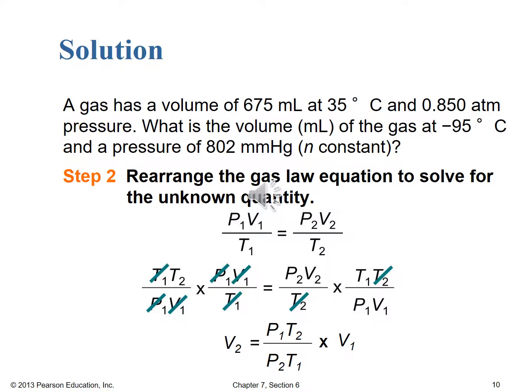Okay, so here we are into step 2. We can rearrange the gas law equation to solve for the unknown quantity. So in this case, we're actually looking for V2, and after we've done our rearrangements, we should see that V2 equals P1 times T2 over P2 times T1, all times V1, or we could have the V1 out in front, but however you rearrange it, we end up with that same overall form.